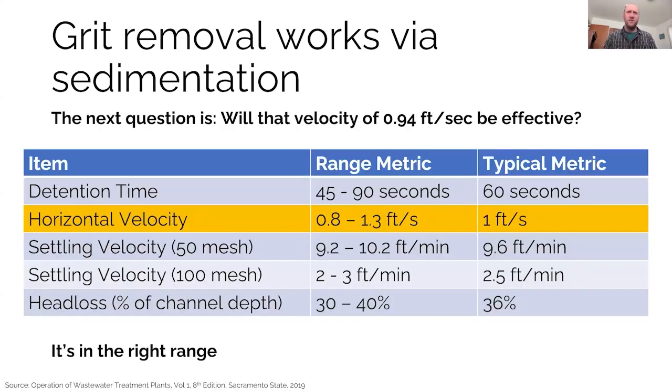Okay, so is this going to be effective? 0.94 feet per second. And if you look at that table, and this came from this Sacramento State guide, if we look at our horizontal velocity to get rid of that grit, it is going to be between 0.8 and 1.3, which we are right there. So we're doing good. So in theory, we should have adequate grit removal in our scenario.